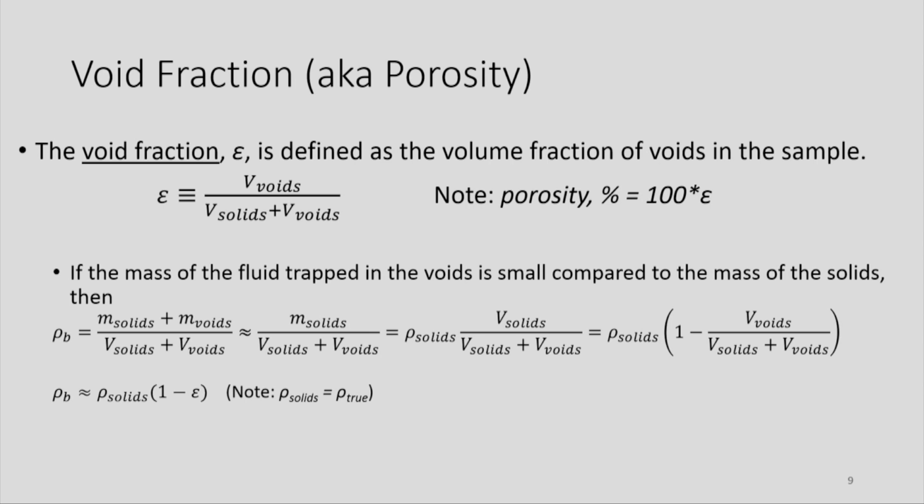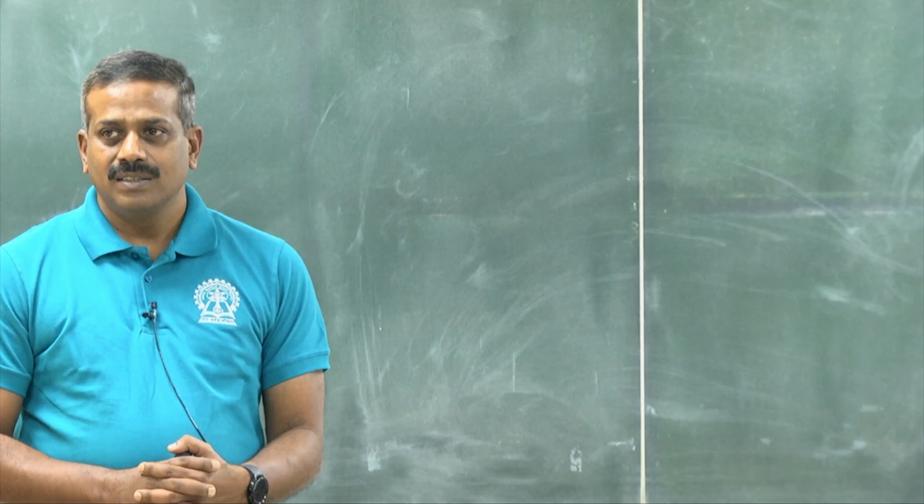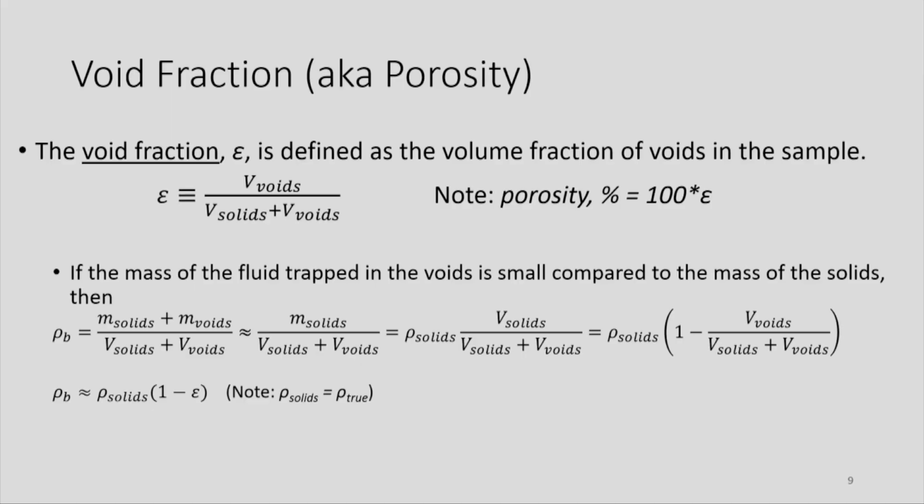Is it not clear? Sometimes the void fraction is given as volume of voids by volume of solids. When you take the volume of voids over the total volume, that's called porosity. And when it's volume of voids by volume of solids, that's the void fraction. We'll use that in words.